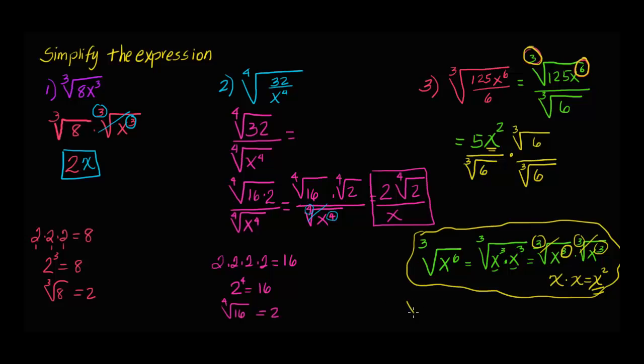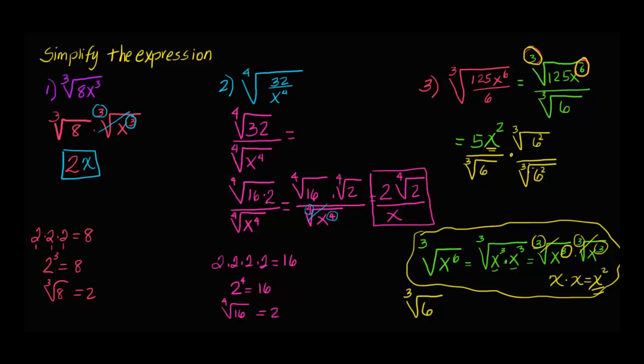Let me do that over here. If I have the cube root of 6, I can eliminate this radical only if I have 6 to the 3rd power, which I don't. I have 6 to the 1st power. So how do I turn 6 to the 1st power into 6 to the 3rd power? Well, I would multiply by the cube root of 6 squared.